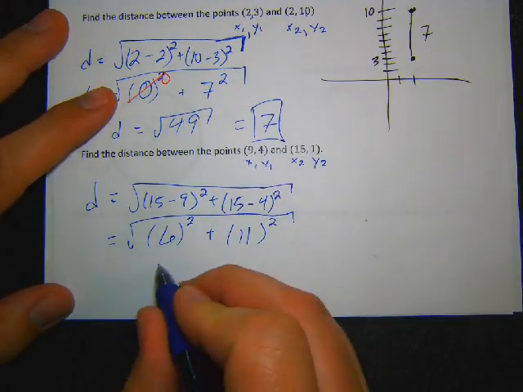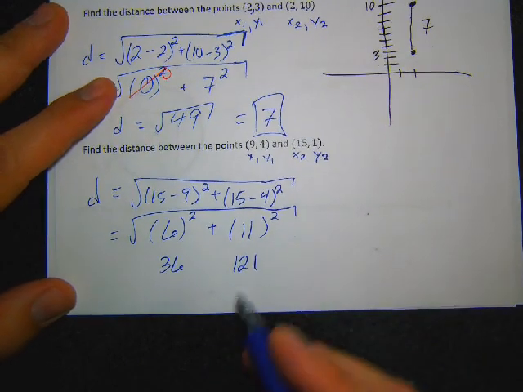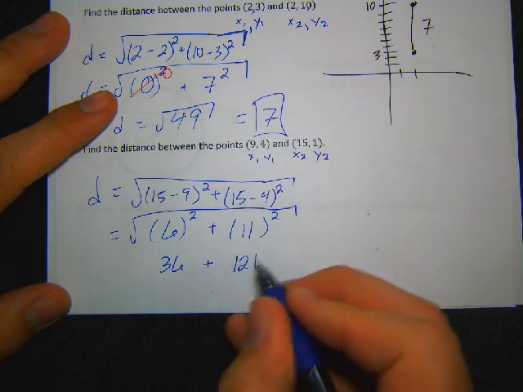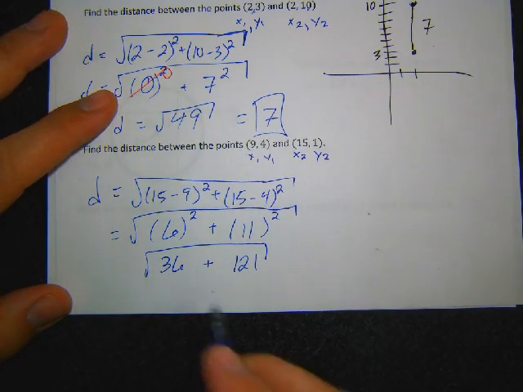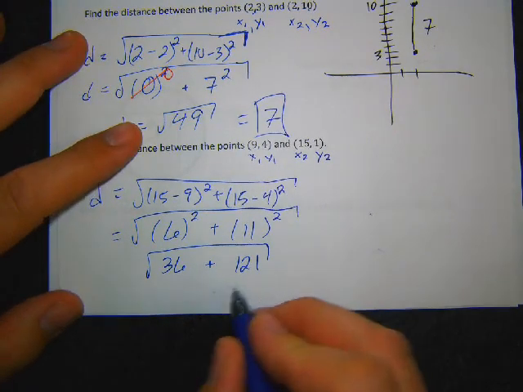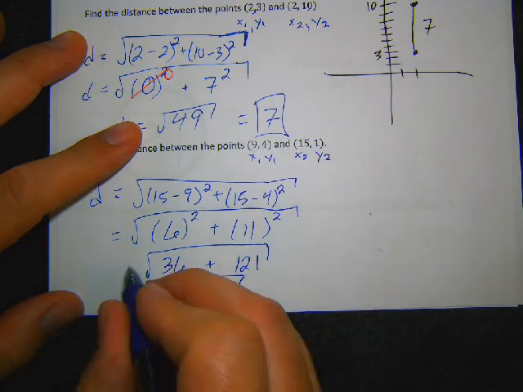6 squared is 36. 11 squared is 121. One of those weird things you memorized as a math teacher. But yeah, 11 squared is 121. We're still going to add those and still going to square root those. So 36 plus 121 gives me 157. So that's square root 157.